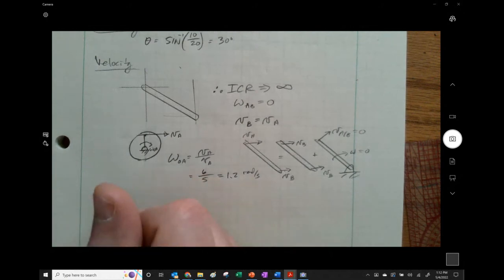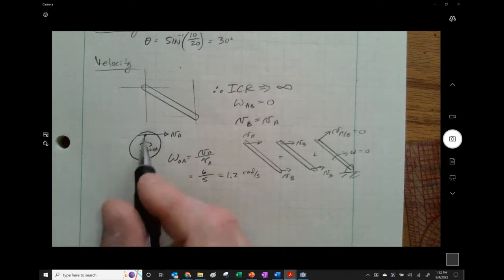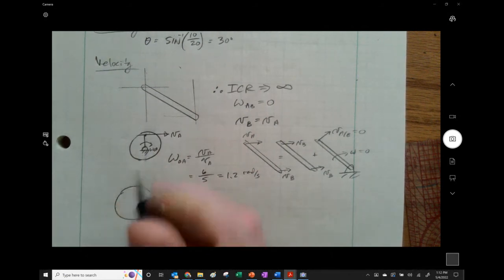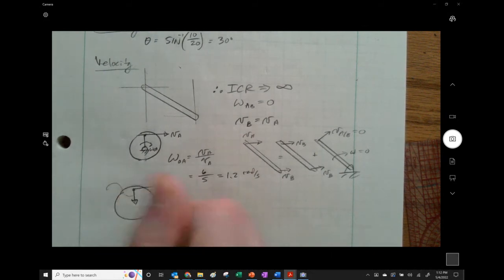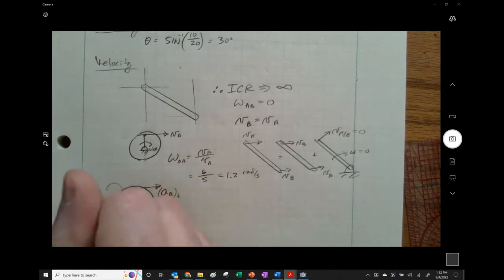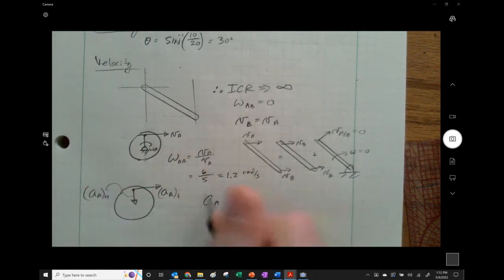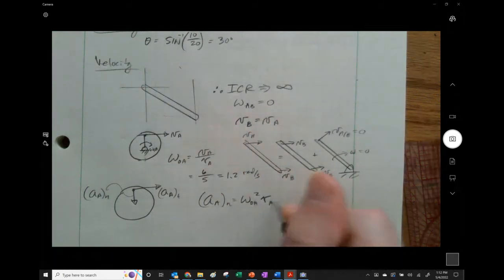Okay. For the acceleration of this wheel, right now, we should start with something that we know. Well, or we can go ahead and get one of the accelerations. We don't know this acceleration. Let's call it A tangential, but we can find the acceleration in the normal direction. So the acceleration of A in the normal direction is going to be omega OA squared times its radius.